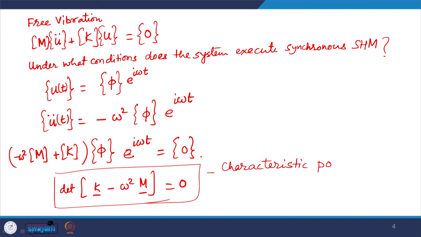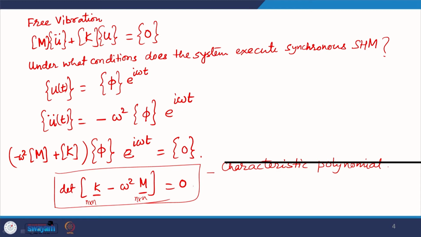characteristic polynomial, because in the characteristic polynomial omega squared is a variable. If there are a total of n degrees of freedom, the size is n by n, k is n by n, m is n by n, then this is going to be an nth degree polynomial in omega squared, this determinant equal to 0. The roots of this polynomial are referred to as the eigenvalues.